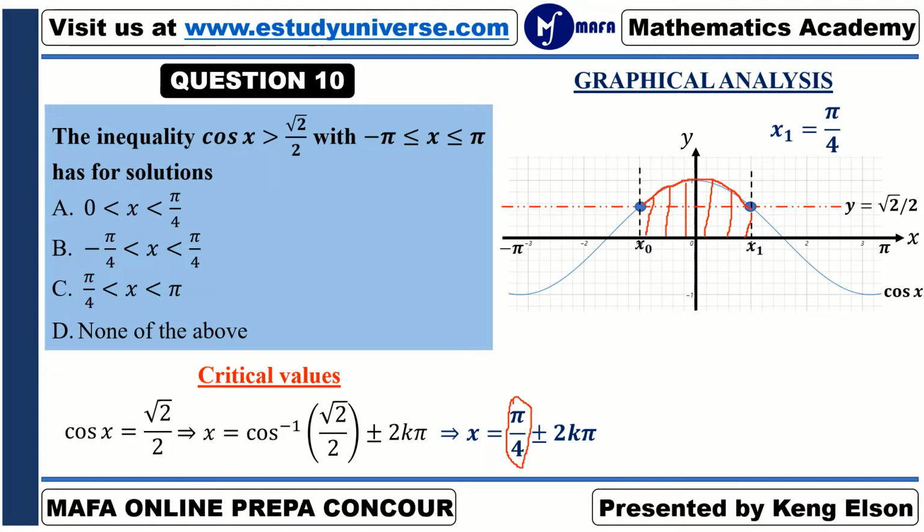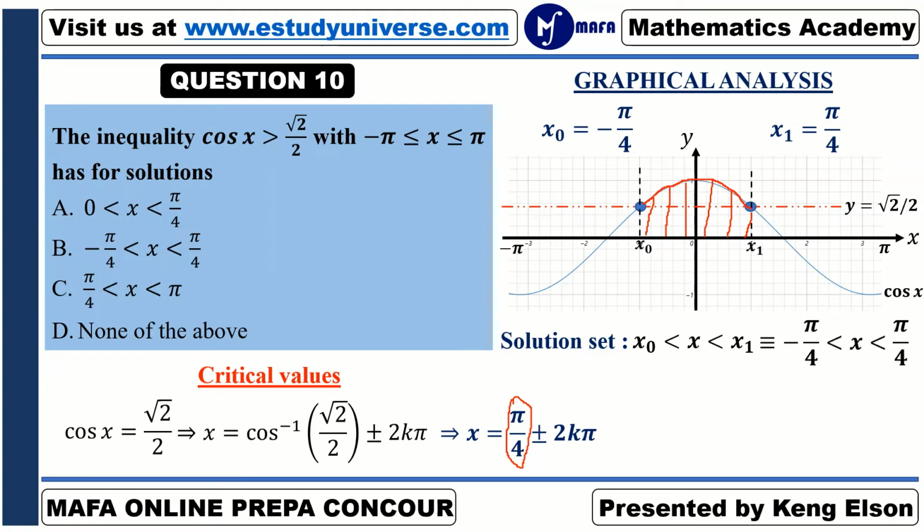So since this is pi on 4, automatically this is what? Negative pi on 4. So the solution set according to our representation here, our x is going to be between x0 and x1. And x0 is negative pi on 4 and x1 is pi on 4. It therefore means that option B is correct. Negative pi on 4 is less than x less than pi on 4. Then cos x will be always greater than root 2 divided by 2.